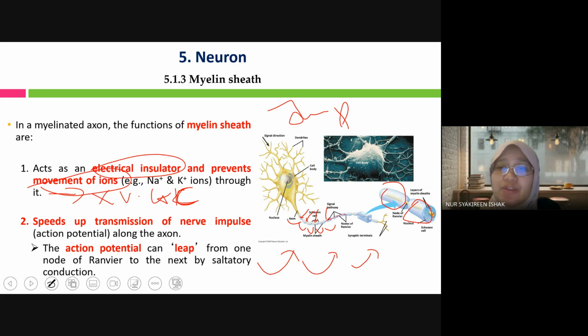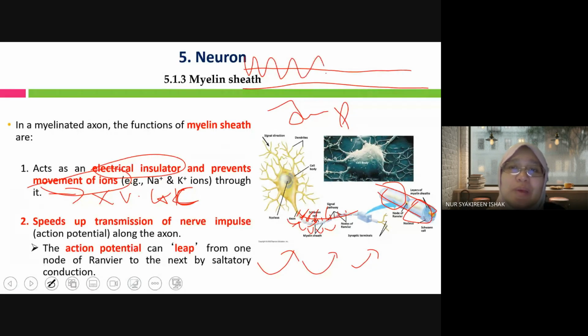Imagine if there's no myelin sheath. All the way dia axon tu tak di cover oleh electrical insulator tu tadi, sepanjang-panjang axon ni akan ada voltage gated channel. So pergerakan ion tu keluar masuk, dia kena keluar masuk, keluar masuk, dia lambat. Gerakan impulse akan jadi lambat. So that is the need for the myelin sheath. So the impulse can just transmit from one node to another node. Okay.